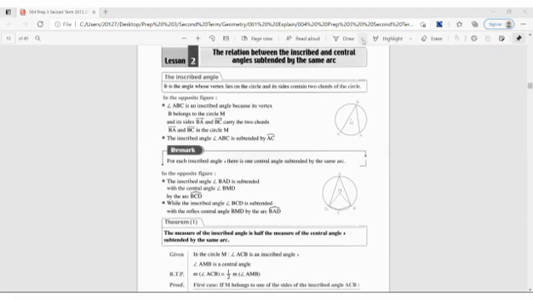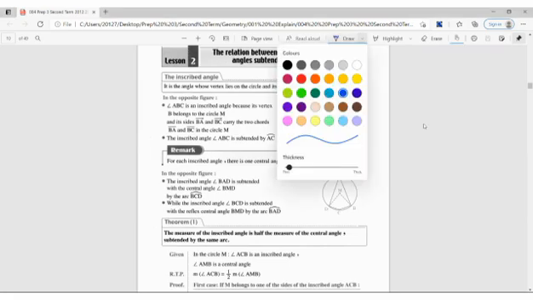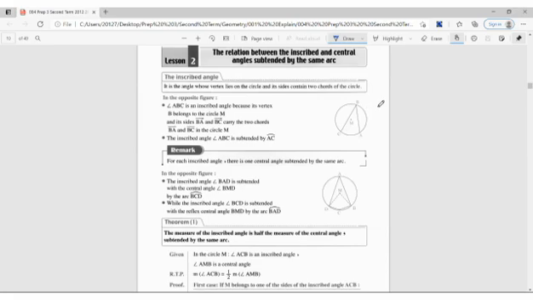The inscribed angle in this figure is the angle whose vertex lies on a point of the circle, not inside the circle or outside the circle. It's on the circle. As we notice, B is the vertex of the angle and it lies on the circle. Okay, so ABC is an inscribed angle.